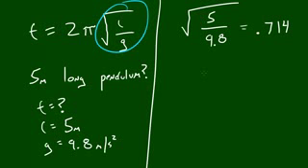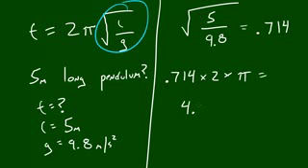So now all we have to do is take this value, 0.714, and times it by 2, and times that by pi, which is 3.14. Well, I'll just go ahead and write the symbol. I'm too lazy to write all those numbers. And when we multiply all these together, we get 4.4879 seconds.